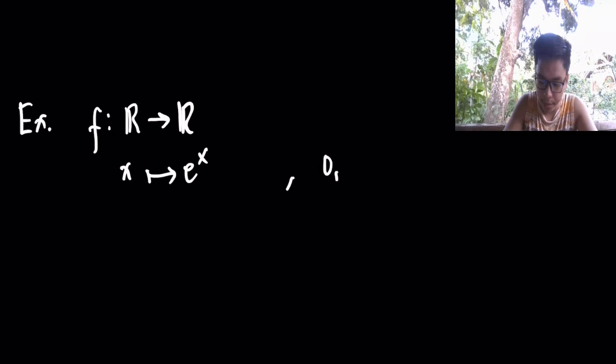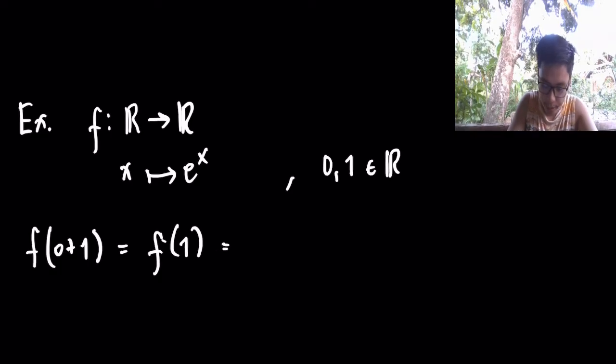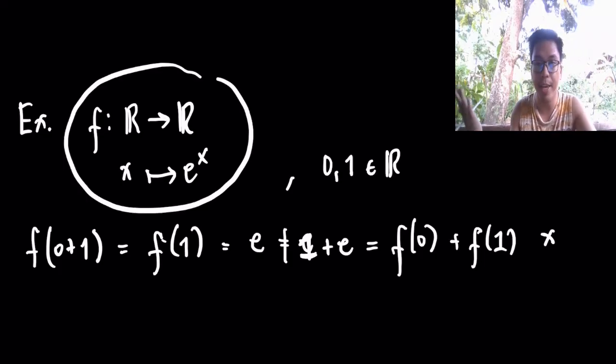Okay, now note that the elements 0 and 1 are elements of R here. So observe that f of 0 plus 1 is actually f of 1. And f of 1, by definition, is e to the 1, or e. But remember, e is not equal to 1 plus e, because 1 plus e is the same as f of 0 plus f of 1. f of 0 is 1, f of 1 is actually e, and it's not equal to this here. Therefore, condition 1 is not satisfied, and so this is not a linear transformation.